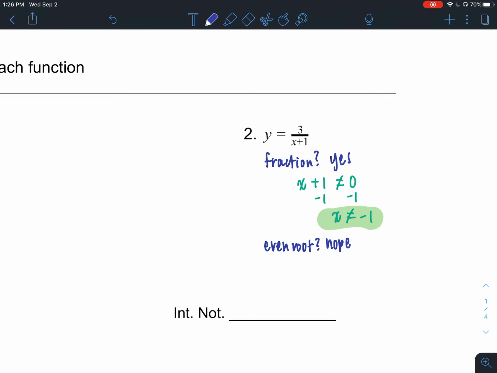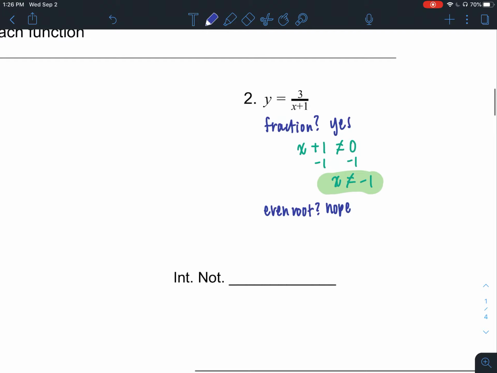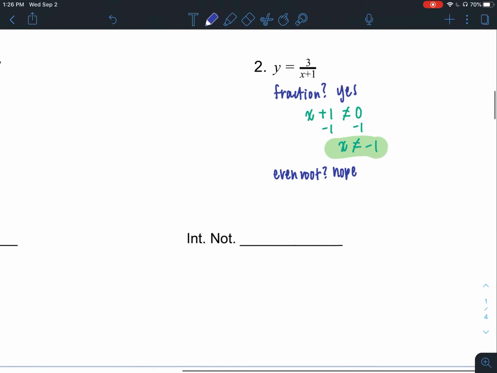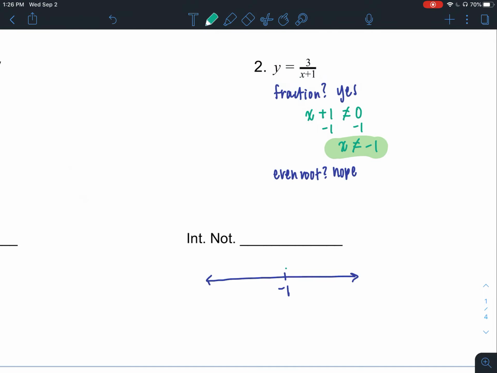Okay, so now I have to turn x does not equal -1 into interval notation. When I first started with these, I always drew a number line because I found it really helpful. So here's -1. The open circle means that it's not included. So I'm going to put an open circle on -1.